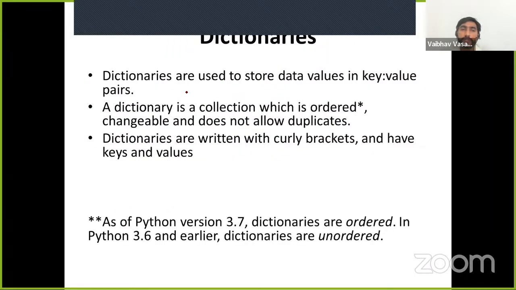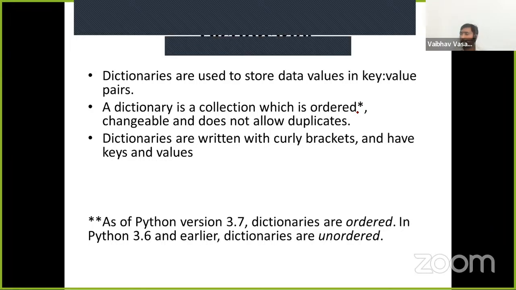And dictionaries. Dictionaries are used to store data values in key value pairs. Very interesting when you're working with data science type stuff. You require dictionaries to be used as key value pairs, which we use many times, right? So dictionaries are used to store data values in key value pairs.